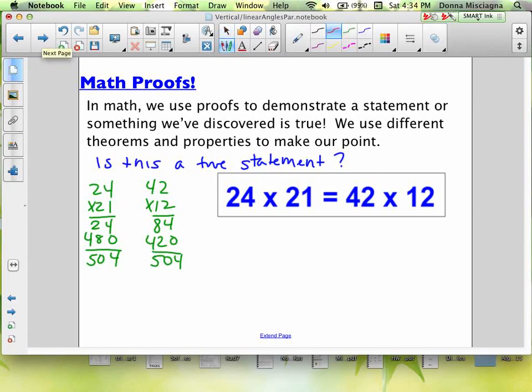Now, just because something works once doesn't prove it to be true. Matter of fact, just because something works 100 times doesn't prove it to be true. We'd have to know it worked all the time. But let's see if it would work again. I'm just going to pick any number. And I'd ask you for numbers, but I can't hear you, so I'll just pick some random numbers.